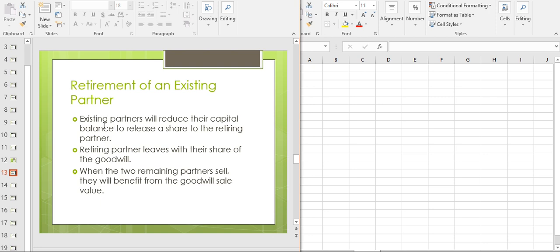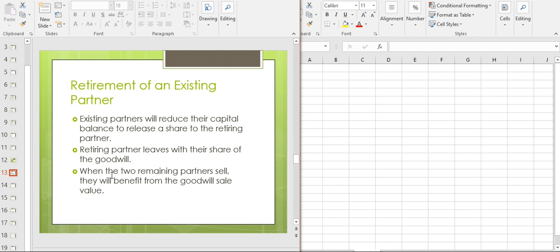Okay, so existing partners, what will happen is they will reduce their capital to release a share to the retiring partner. Just how in part 1 we looked at the admission of a partner, someone joins, their capital is reduced, and for a retirement situation, the retiring partner will leave with extra capital, and the reason why they have extra capital is because A and B will pay them off.